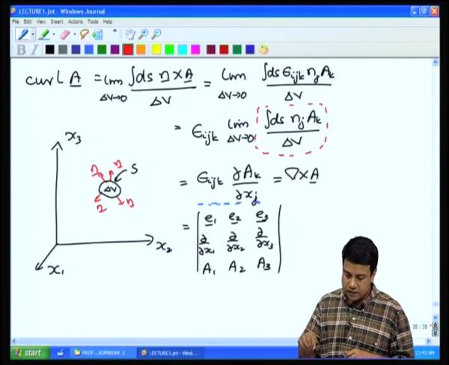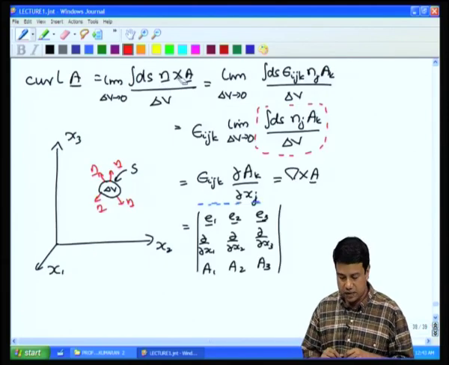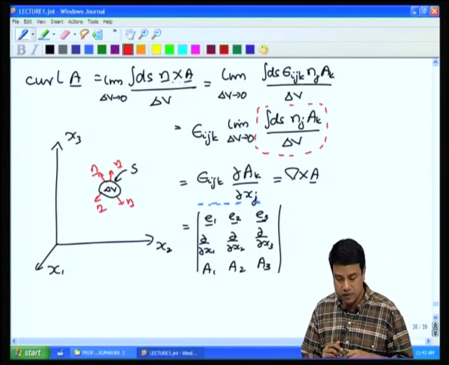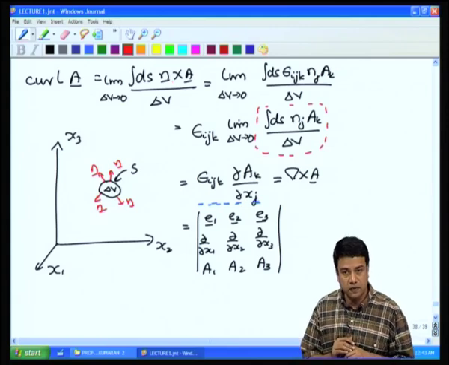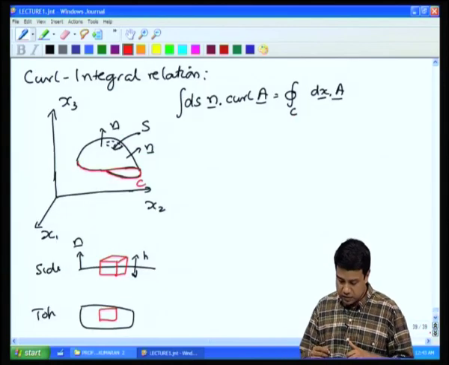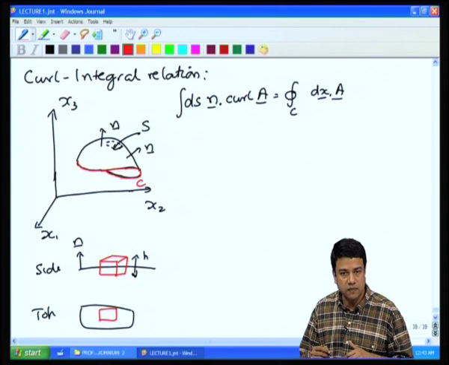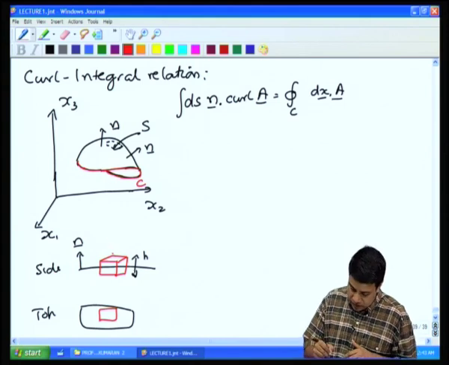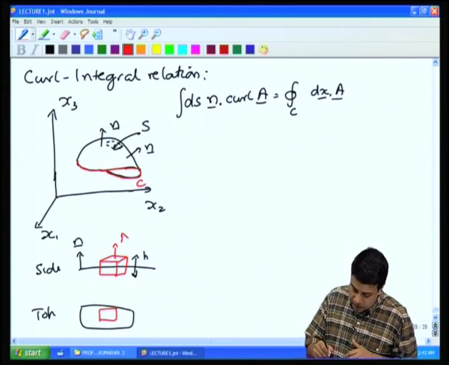In my definition of curl, I have to take n cross A for the differential volume. So, I have to define a unit normal to the differential volume also. In this case, I have to define a differential volume for an outward unit normal for this differential volume itself. That outward unit normal is directed in different directions at different surfaces. So, I will call that outward unit normal capital N.